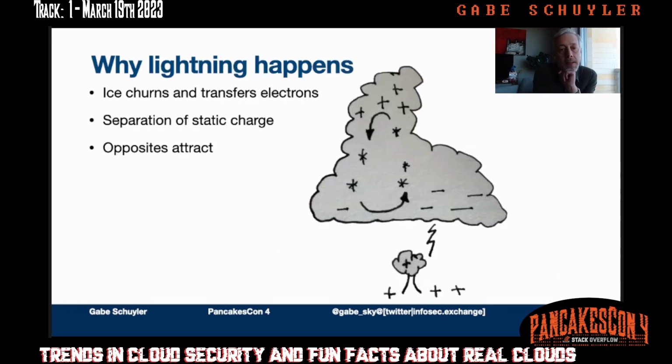And when it rains, there can be lightning. So here's why lightning happens. It's actually interesting to note that the National Oceanic and Atmospheric Administration says it's still kind of up for debate what makes lightning happen. But in general, the theories have a cell in them where things are churning. Ice churning in the cloud will transfer electrons as it runs into itself, making a static charge by rubbing against itself, and then opposites attract in the electrical world.